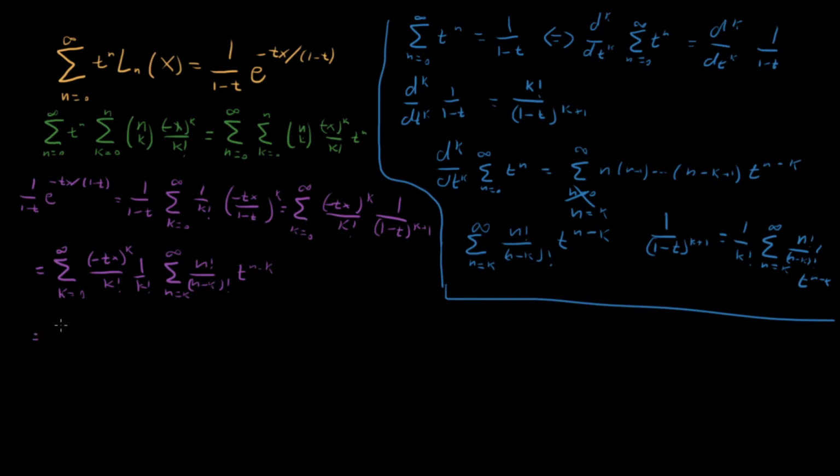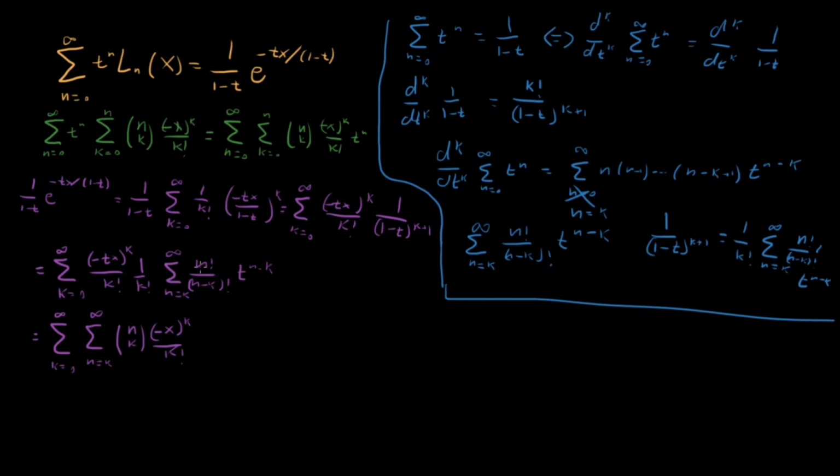Well, first I'll pull out both sums. So we have a sum k equals 0 to infinity and a sum from n equals k to infinity. And then what? Well, notice that we have here n factorial over n minus k factorial, and then we have another k factorial. And that right there is exactly the binomial coefficient, n choose k. Okay, so we have that. We also have minus x to the k over k factorial, which is exactly what we see right here. So that's good. We have minus x to the k over k factorial.